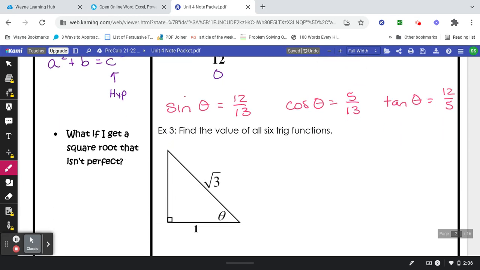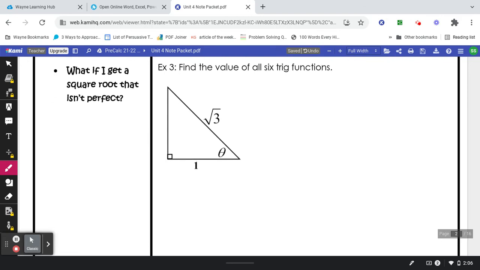For example number 3, we have a square root as one of our sides. We want to make sure that we leave it as a square root. We don't want to use decimals in this unit. No decimals. So we'll label our sides. Theta is in the bottom right corner, so this is opposite, adjacent, and hypotenuse. We'll need to find that missing side. Again, make sure the hypotenuse is the C value.